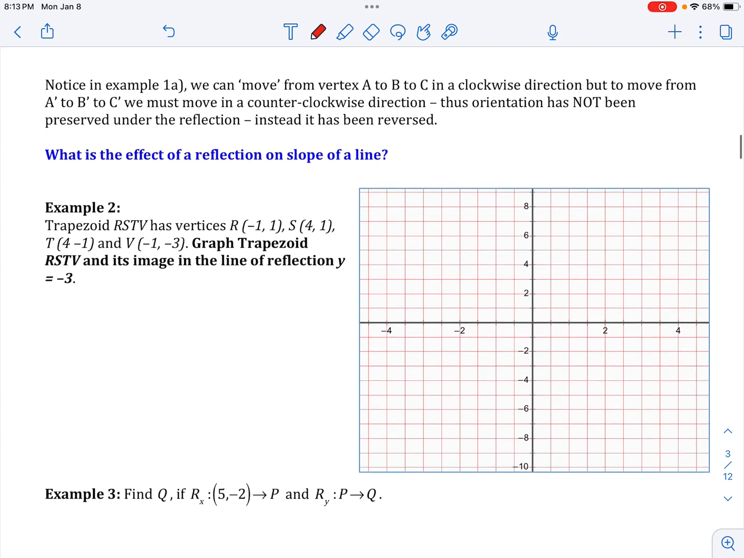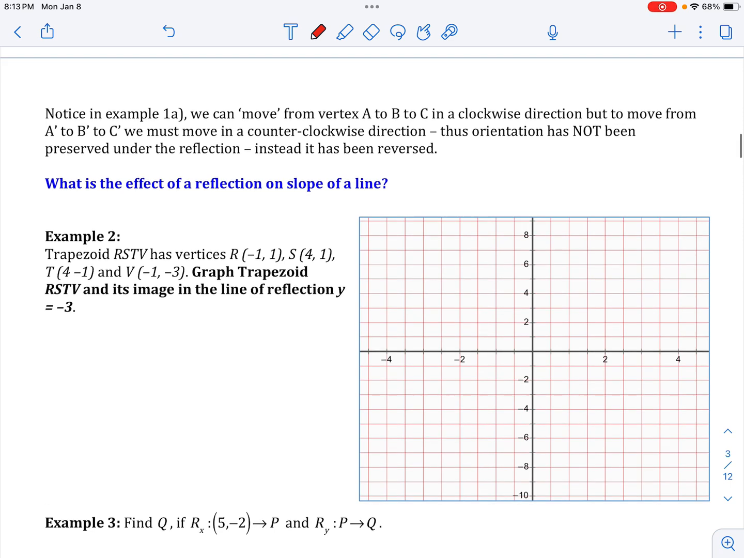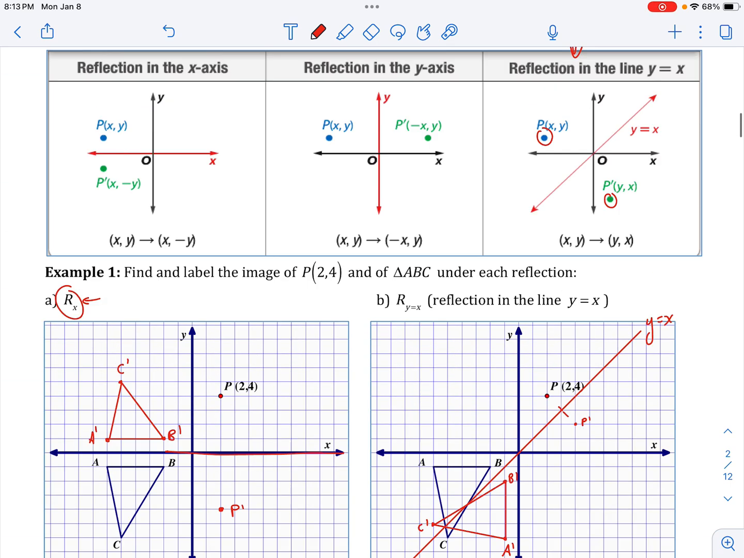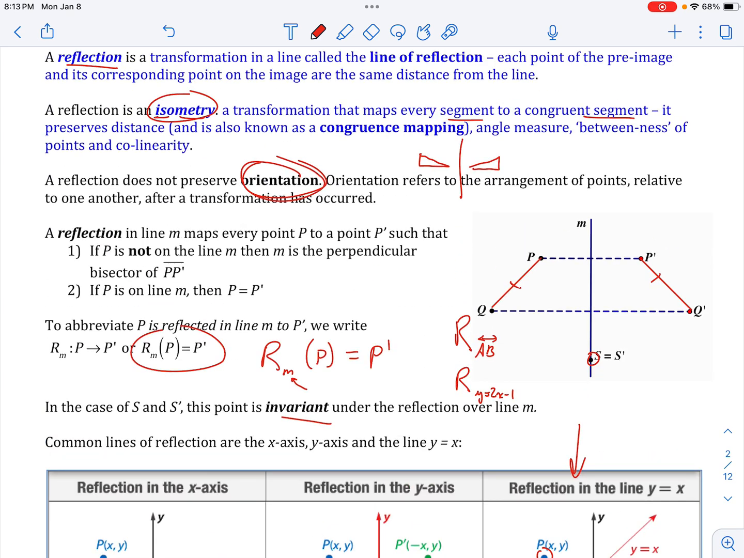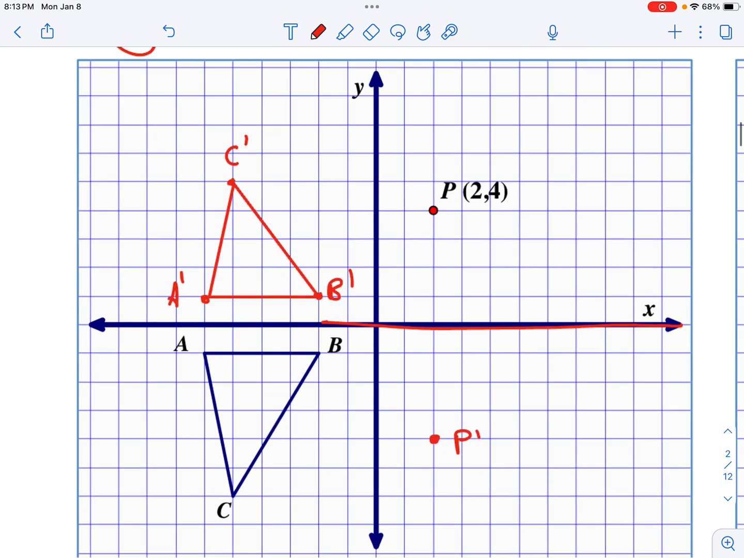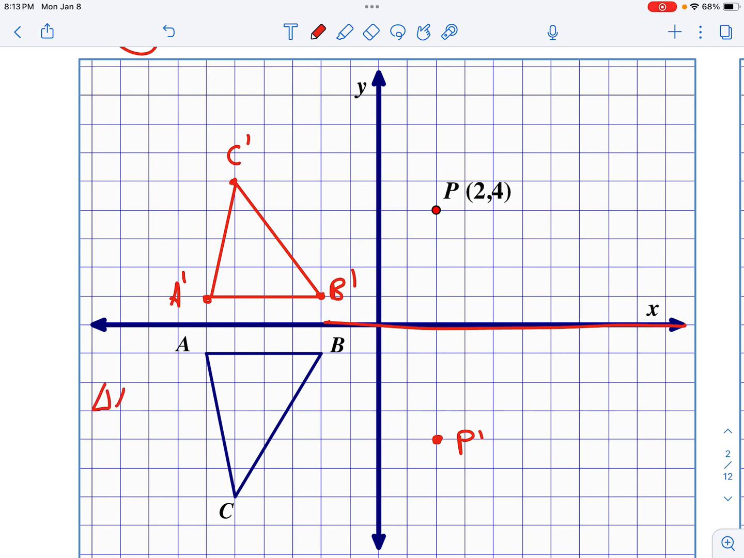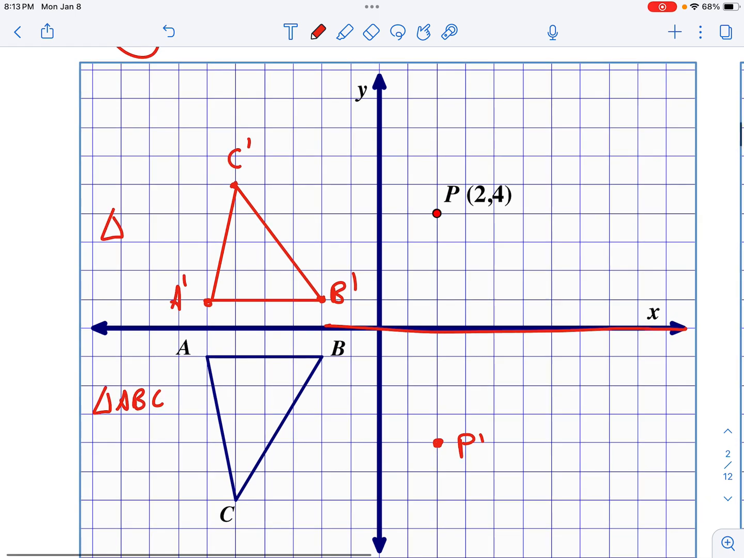Okay, notice that in example 1a, we can move from vertex A to B to C in a clockwise direction, but to move from A prime to B prime to C prime, we must move in the counterclockwise direction. What that means is we're coming back to this idea of orientation. This triangle, if we call it triangle ABC, the image version of that would have to be A prime, B prime, C prime.